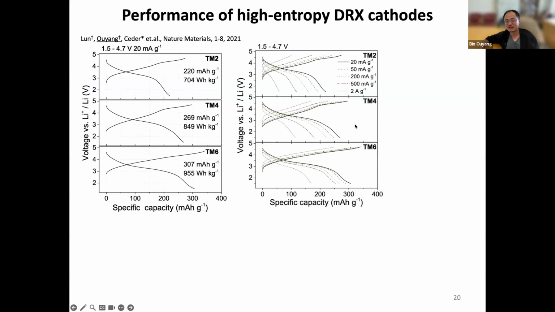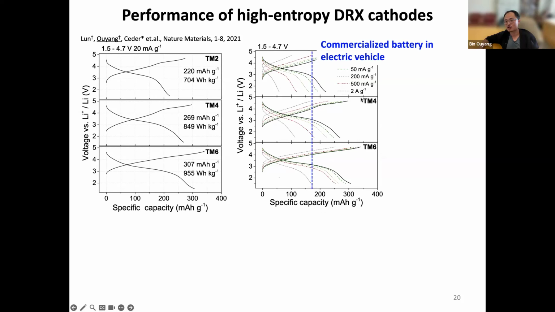The way to do that in a battery is very simple. You just cycle them at different current rates. If you have poor diffusivity, like the 2 TM, and you cycle it at a very high current rate, like 2 amperes per gram, the capacity shrinks quite a bit to about 50 milliampere hour per gram. It's a significant drop from the right-hand side to the left-hand side. But for the 6 transition metal, you can still maintain about 180 milliampere hour per gram. This is actually what we are using right now in a commercialized battery.